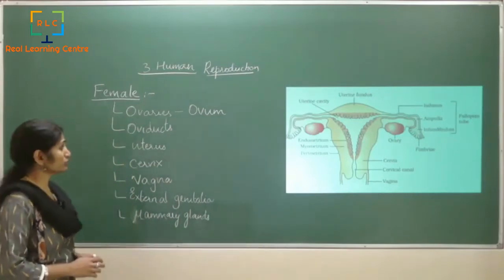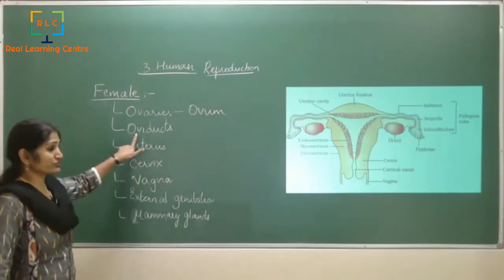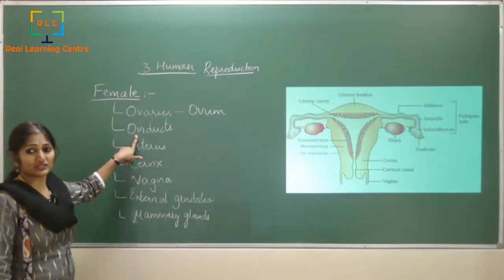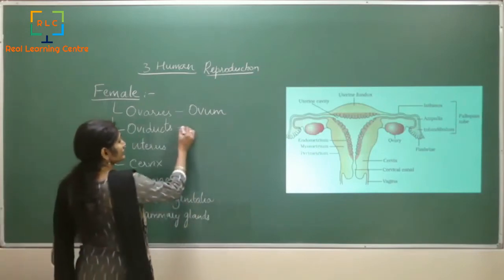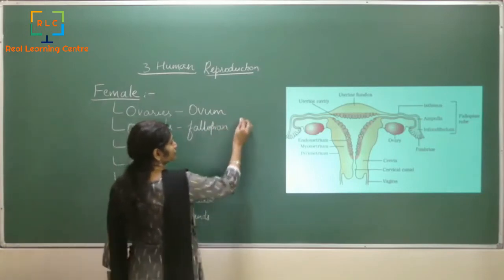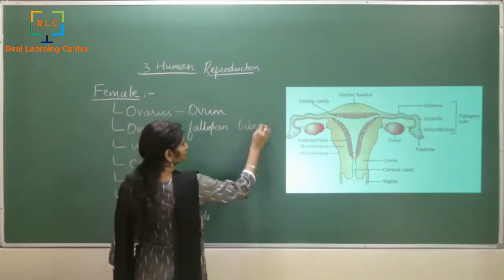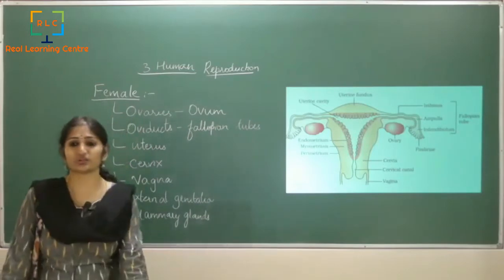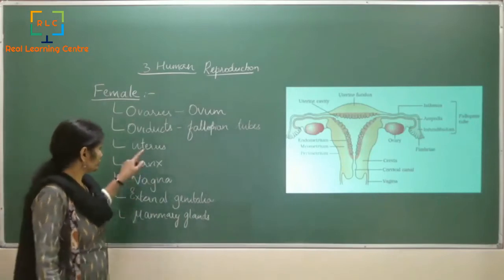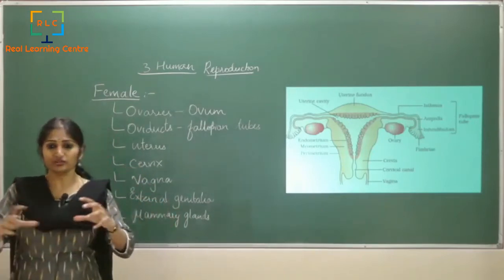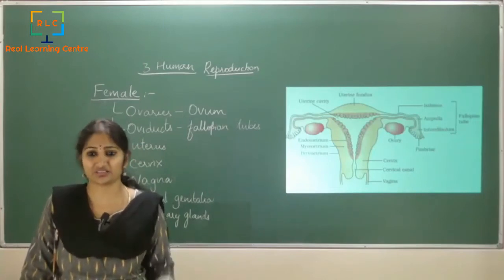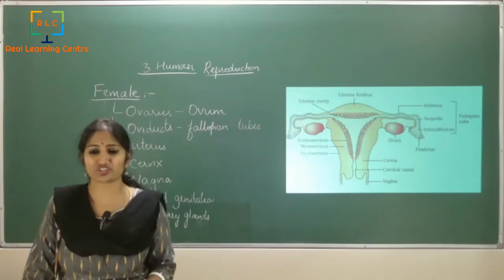Now comes the next important part, which is the oviduct. The oviduct is very commonly called the fallopian tube. The fallopian tubes, the uterus, and the vagina are basically accessory ducts.